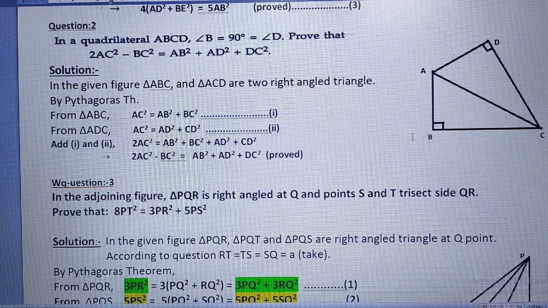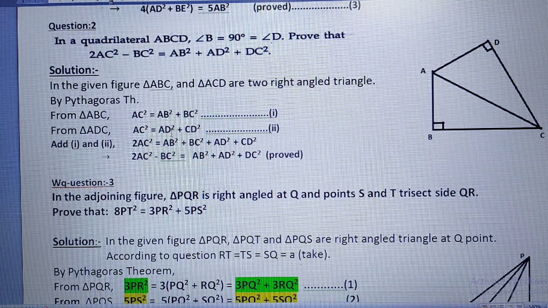So in this figure there are two right angle triangles, ABC and ADC, at B and D. From triangle ABC, you can calculate AC square by using Pythagoras theorem. So AC square is equal to AB square plus BC square, that is 1. And from triangle ADC, AC square is equal to AD square plus CD square, that is number 2.